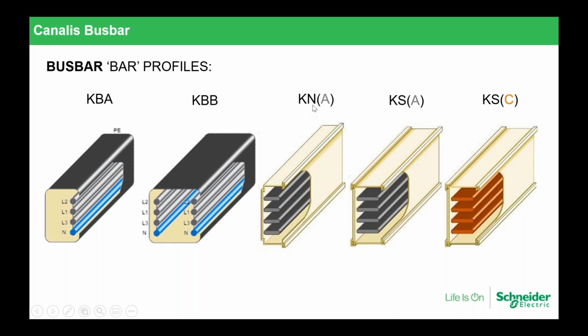You saw KN, it's our aluminum offer. It's going up to 160 amps, and this is the profile. This is the profile for KS, and this is for aluminum. A is coming from aluminum, and C is coming from copper.